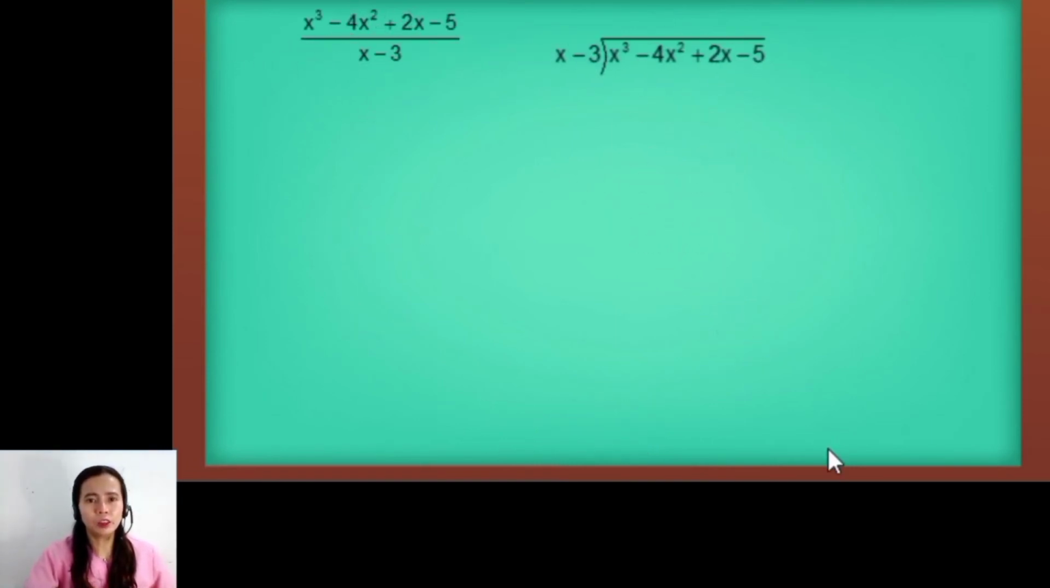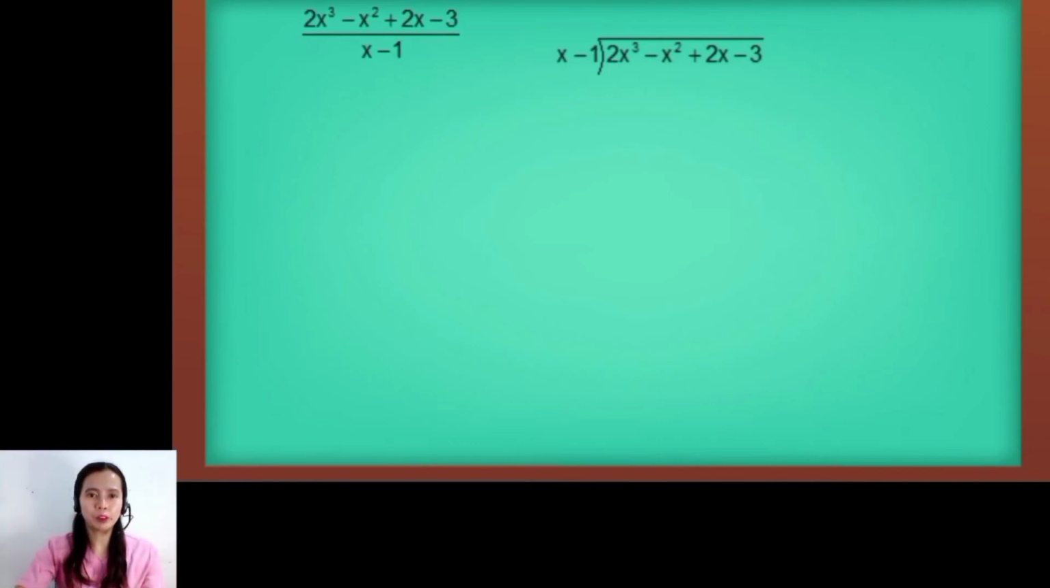Okay, so next, you try this one. So, you can pause and play this video. Let's have another example. So we have 2x cubed minus x squared plus 2x minus 3 divided by x minus 1. If your terms are not in descending order, you must rewrite this into descending order. Then write 0 terms if there is a missing term. So since wala naman, that is 3, 2, 1, then the constant, then you can divide.